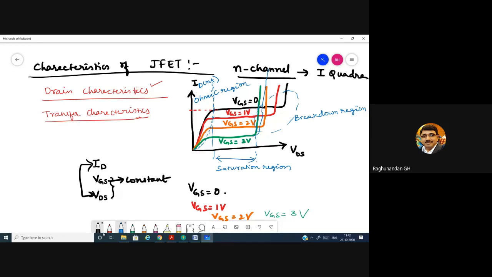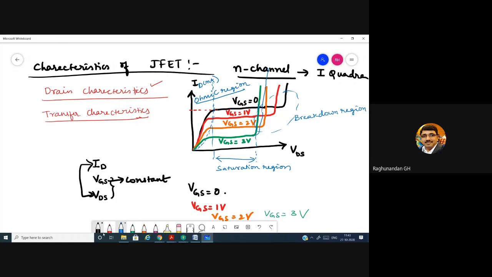Now we have the ohmic region, where the current keeps on increasing, or you can decrease it by decreasing this. But once it enters the saturation region, the current becomes constant. Whatever voltage you increase, the current is constant. It is a horizontal line only. These are the three regions of operation we have.